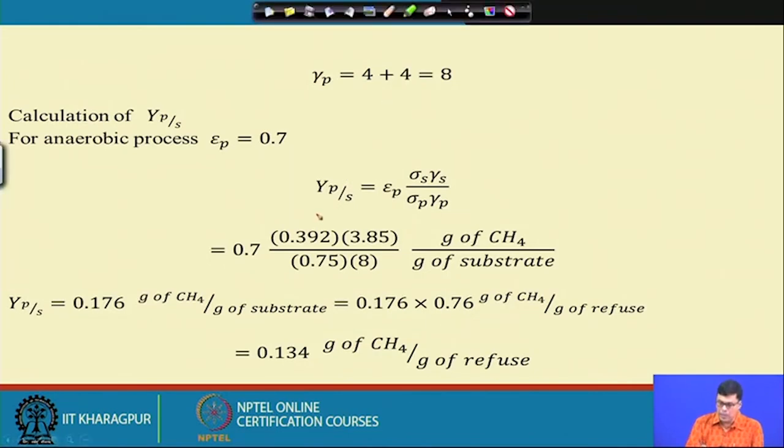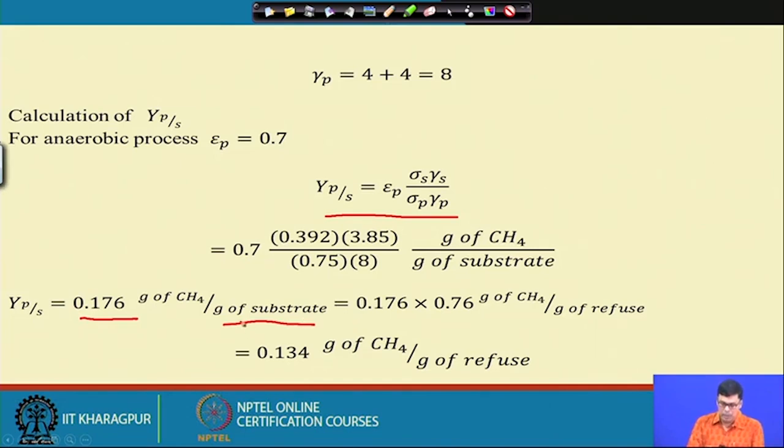So Y p by s is equal to epsilon p, sigma s, gamma s, sigma p, gamma p. All the coefficients are given here, and if we solve this equation, it comes to about 0.78 gram of methane produced per gram of substrate. This is the way we can find it out.